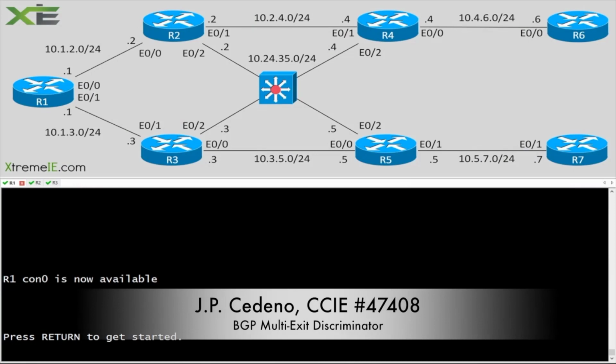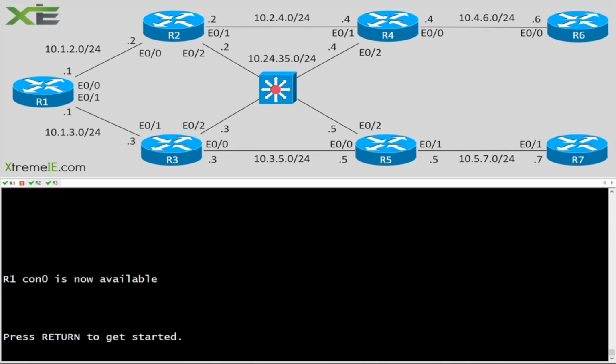Okay, so in this video, we're going to take a look at the MED, or the multi-exit discriminator. The interesting thing is that a lot of people get confused with the MED because the MED is also what we call the metric. They are one and the same. So when you say show IP BGP and look at the BGP table and you see metric, that is also the MED, or the multi-exit discriminator. I want to get that out of the way right now so that you understand that they are one and the same.